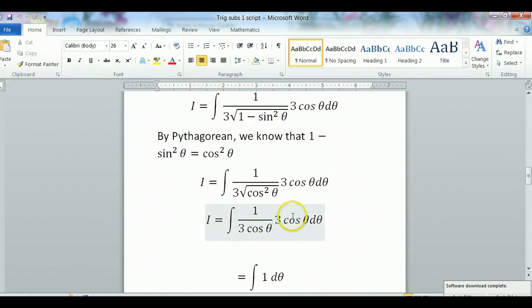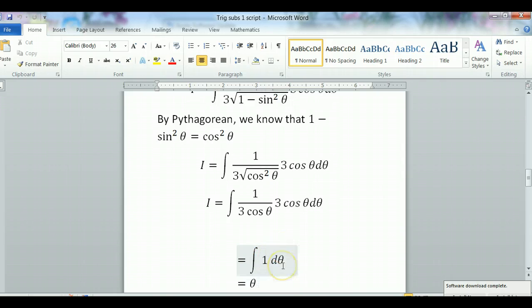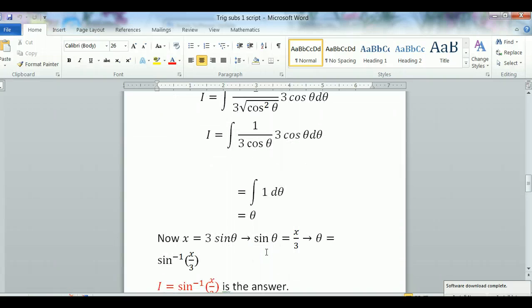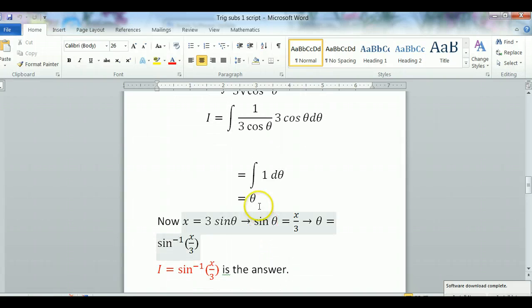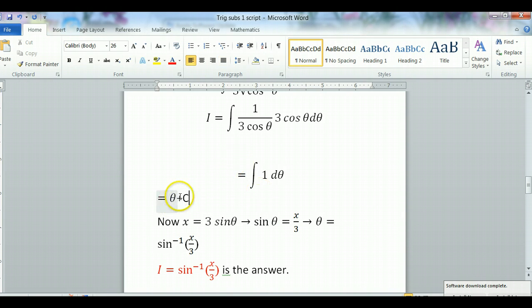And now it becomes even easier because the 3 cosine theta cancels with 3 cosine theta, and you just have 1. So you need to integrate 1 with respect to, remember, theta, not x. But the integral of 1 would be then just theta. Okay, but you need to put a constant here though.